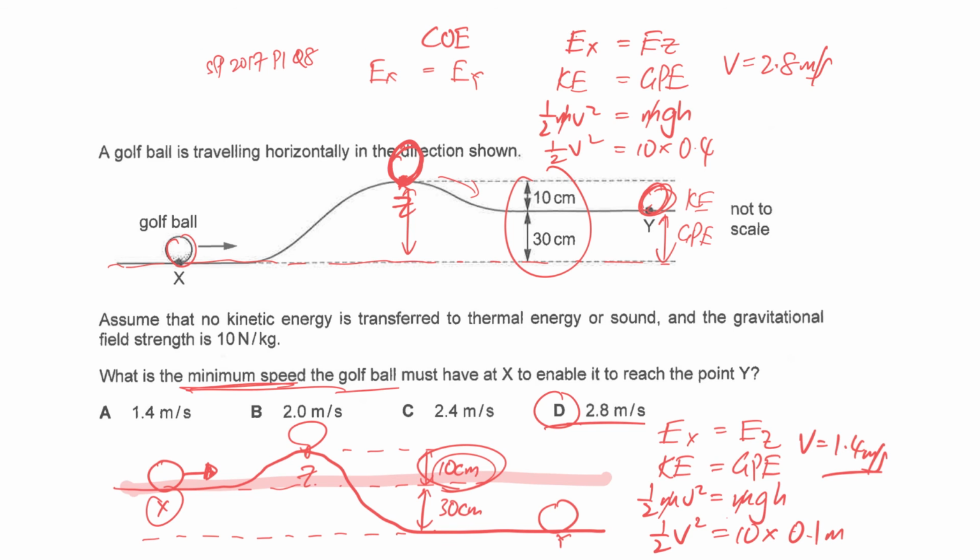Of course, it's not wrong if you want to use this as a reference ground, you can. Then the initial energy at point X will have a GPE of 30 cm height, plus the initial KE. And then the energy at point Z will be the gravitational potential energy, but the height will be 40 cm. You can do that also. So I hope if you come across this kind of question, you should know that you should focus on the highest point here. And hopefully you can solve the question.